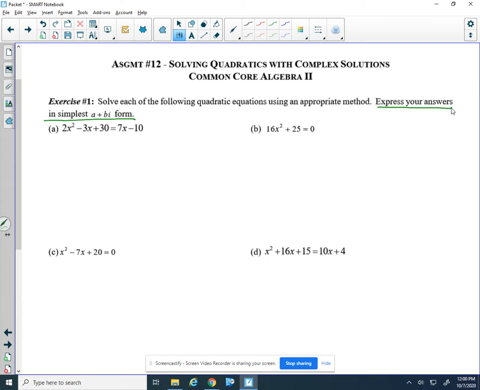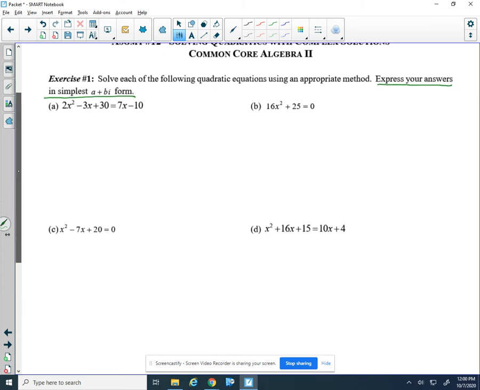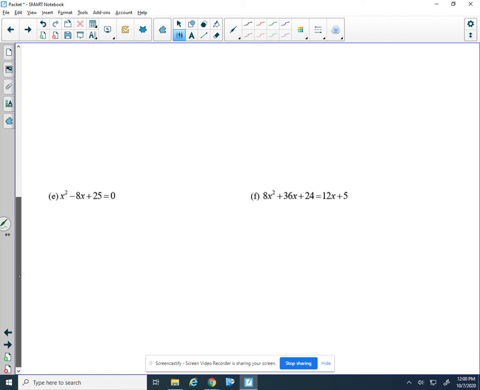So I'm actually going to go out of order because I have certain levels of difficulty and I probably should have organized these differently, but I'm going to start out with letter E. First off, I could look at it and see if it factors. I don't know any factors of 25 that add up to -8. Plus I have that hint about the a plus bi form, so I'm going to skip right to the quadratic formula.